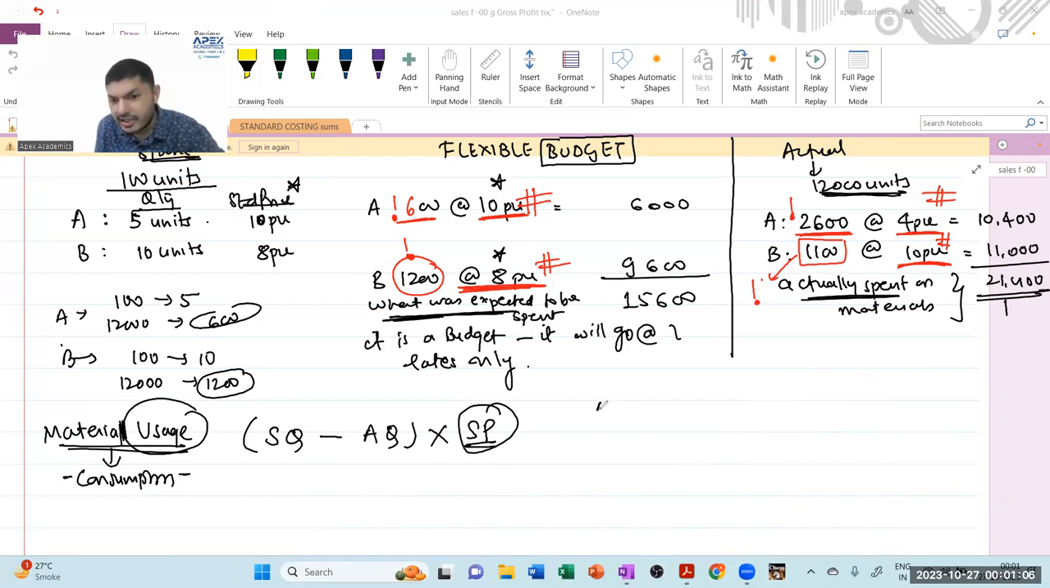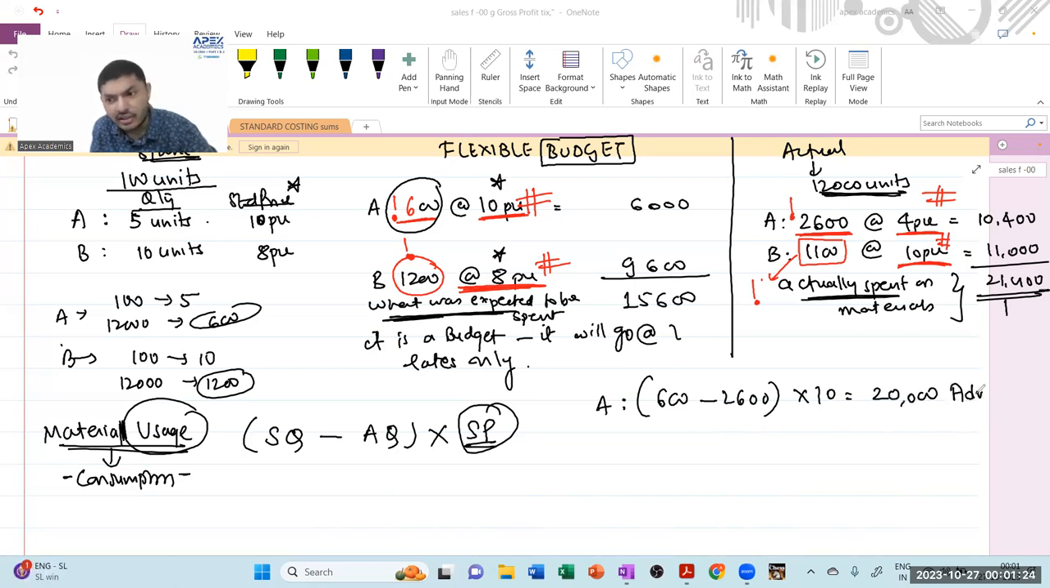Now in case of material A, you are expected to consume 600, but you consumed 2,600, which is very bad at its standard price. So here it is going to be minus 2,000 multiplied by 10, which is minus 20,000. So it is 20,000 adverse. In the case of B, you are supposed to consume 1,200, but you actually consumed 1,100, which is good because you consumed less than expected, at the standard price of 8.